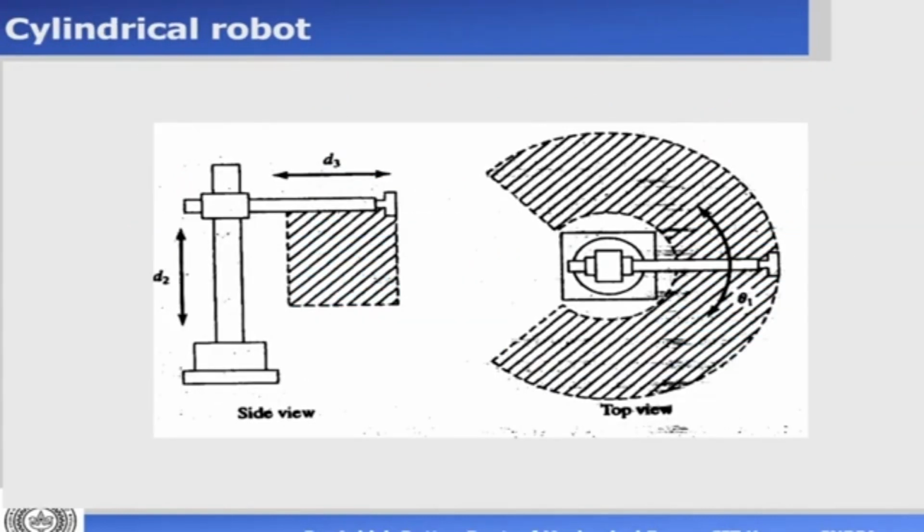Now, if you look at a cylindrical robot, it has 1 revolute and 2 prismatic joints. So these 2 prismatic joints are, one joint is this one, it can translate. This is the other one which can also translate. The revolute joint is, if you look from the top, this can rotate about this axis. The axis is coming out of the plane. So it is rotating. That's my revolute axis.